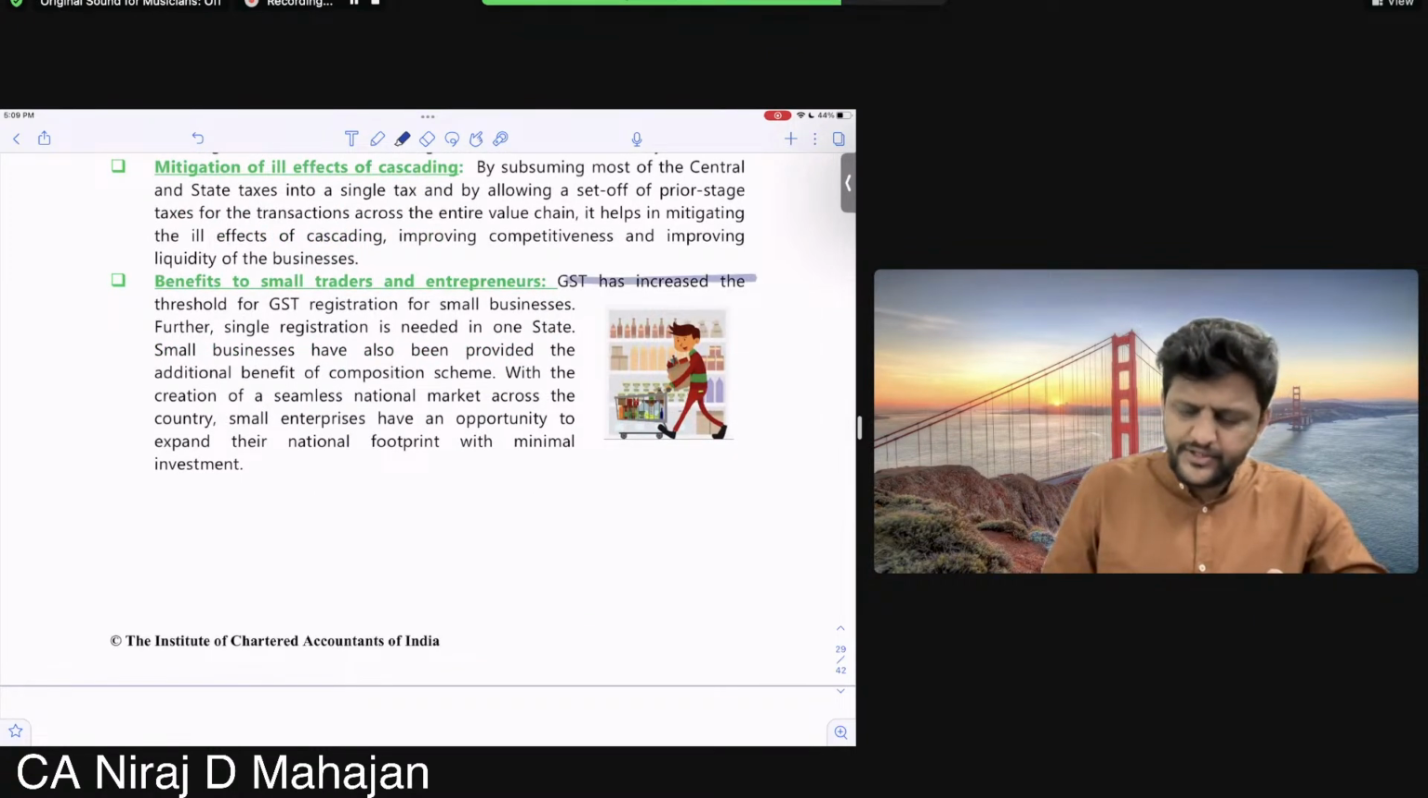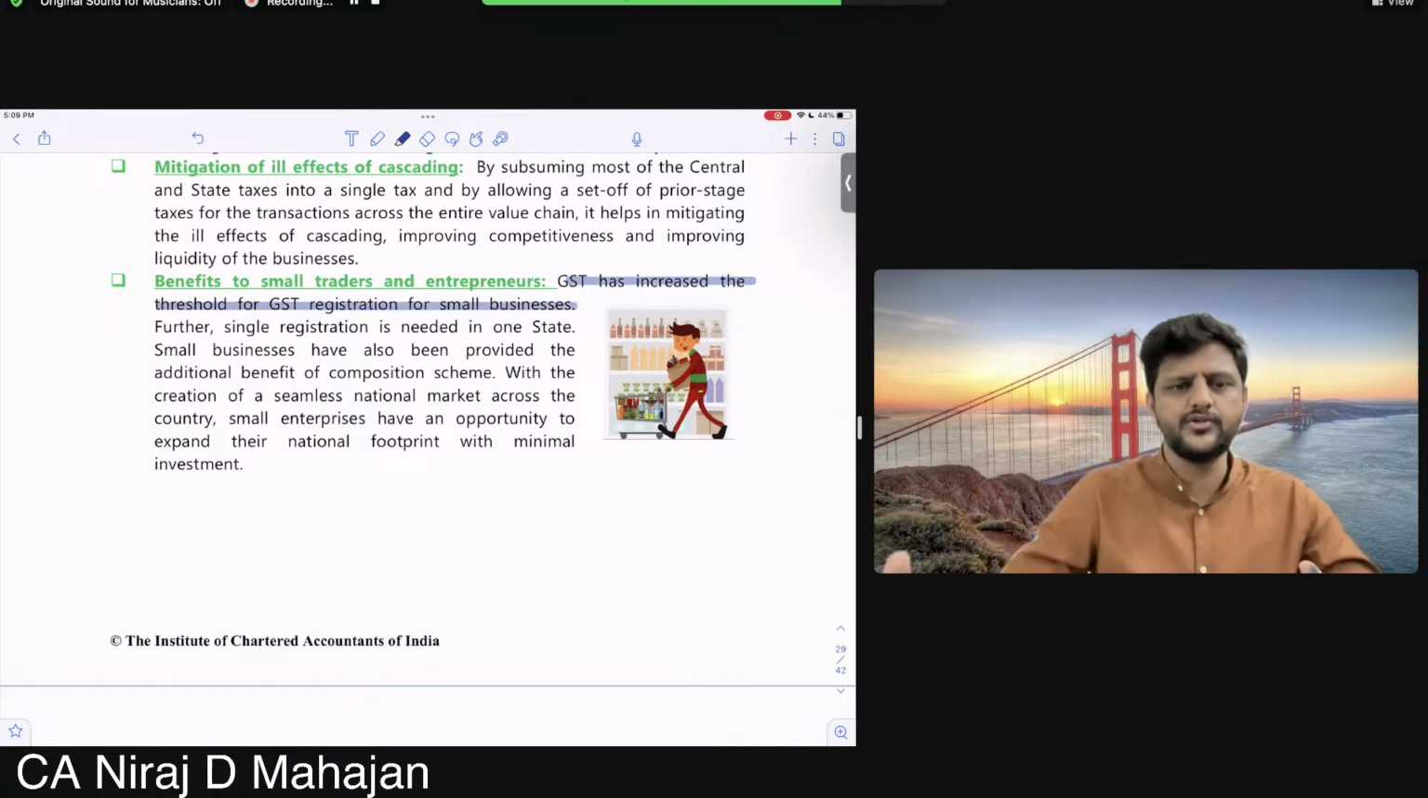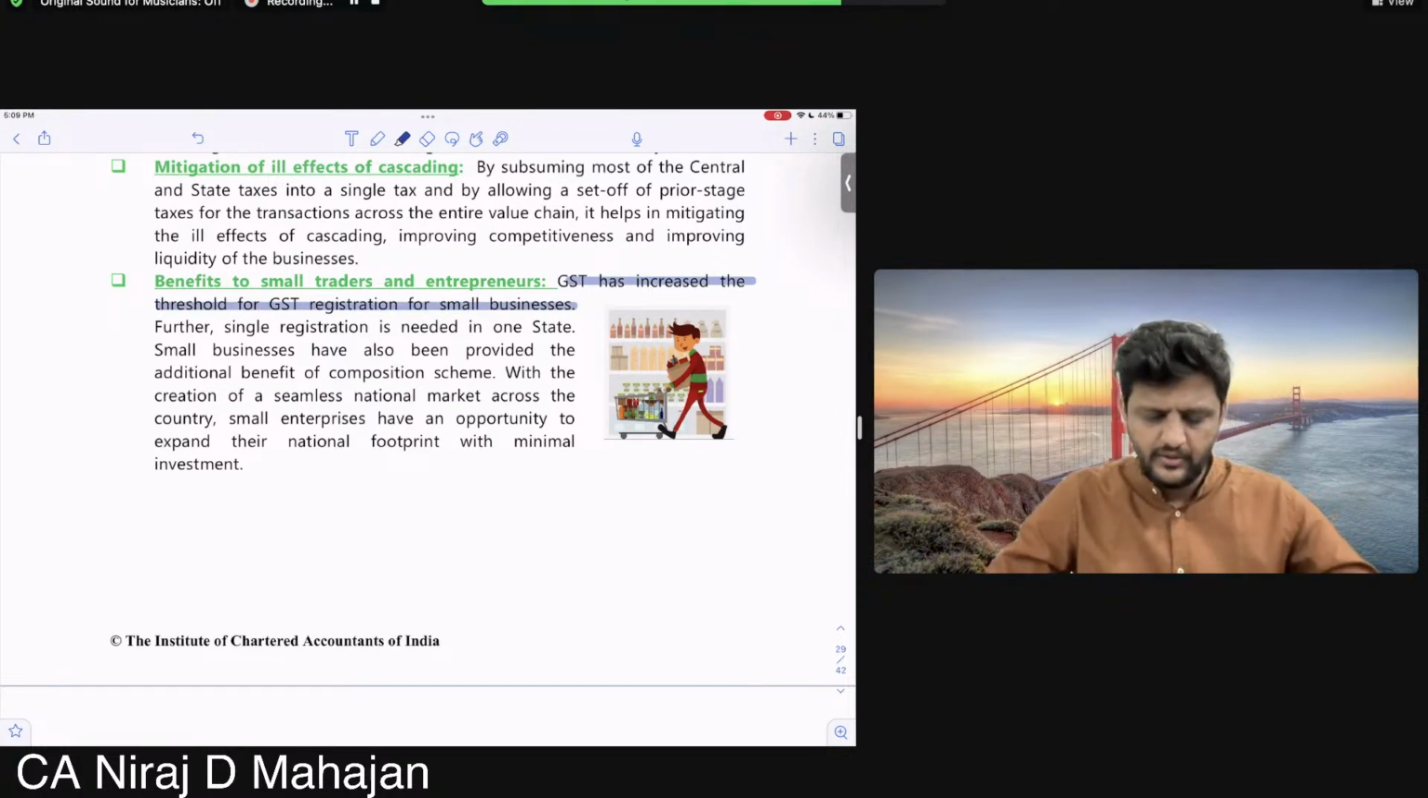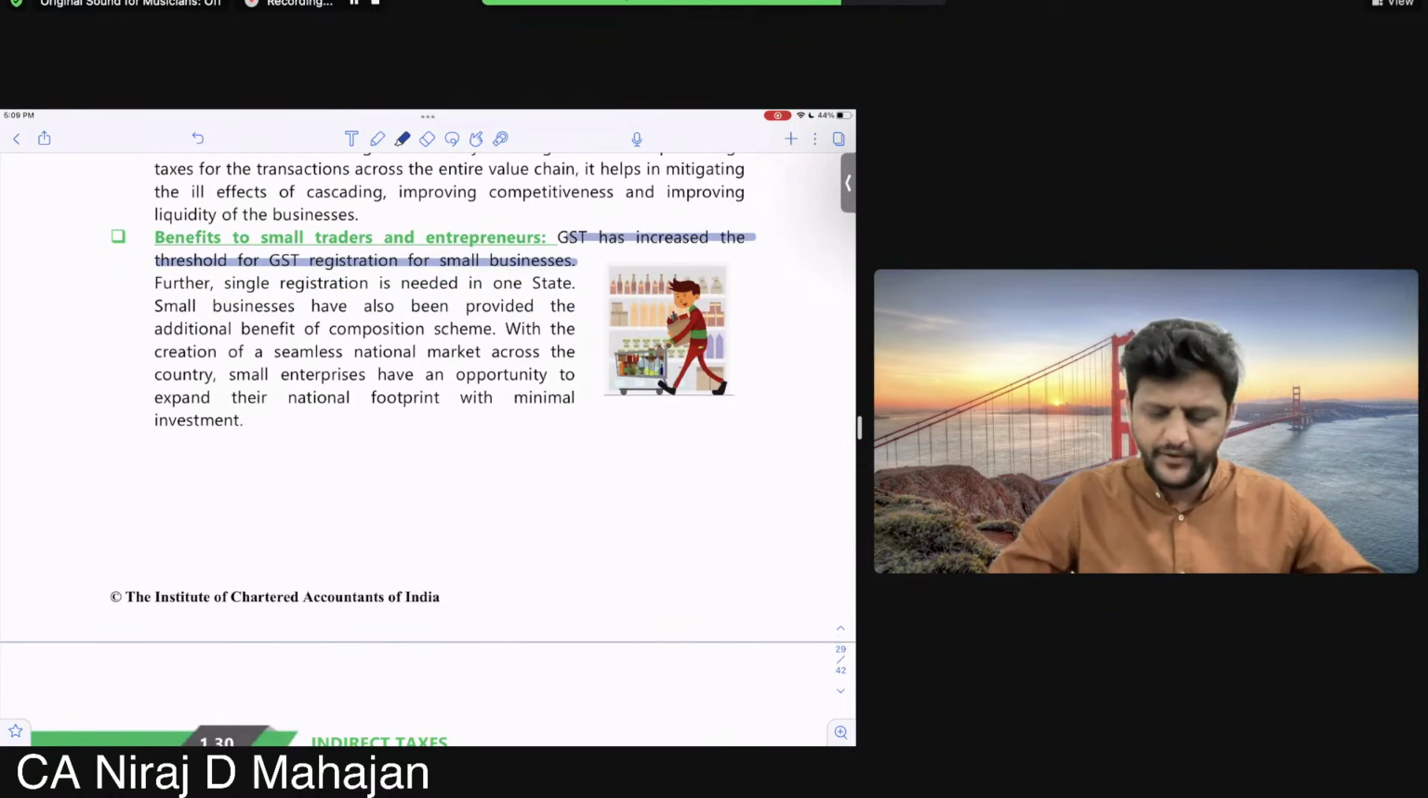GST has increased the threshold limits for small businesses. So again, it is not applicable on each and every trader. Only on a bigger trader it is applicable.